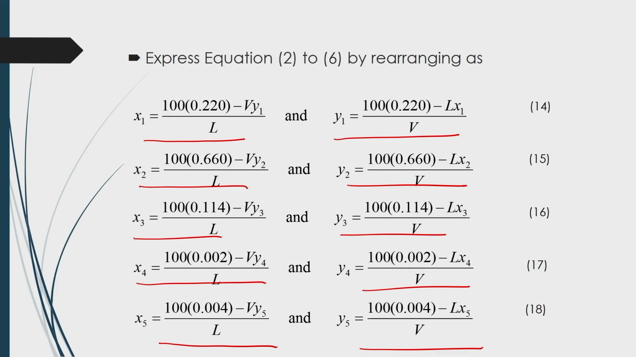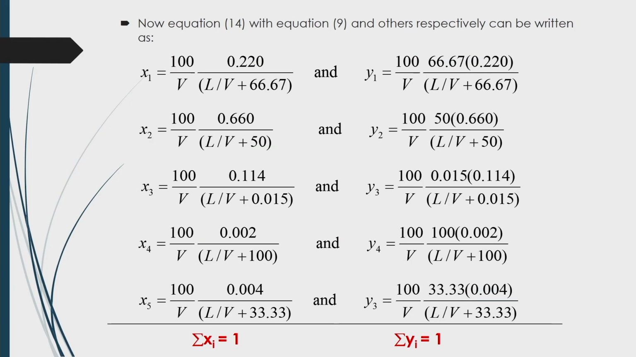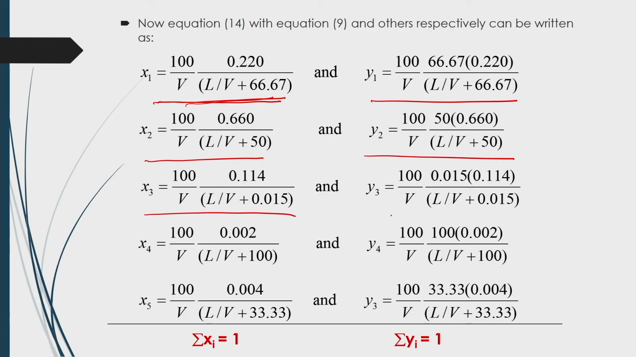By these equations from 14 to 18, we can rearrange these things like this, together with equation number 9, the equilibrium relations. We can get the equation for component 1 in the liquid phase and component 1 in the vapor phase. Similarly, it can be written for component 2, for component 3, and for component 4 and component 5 like this.